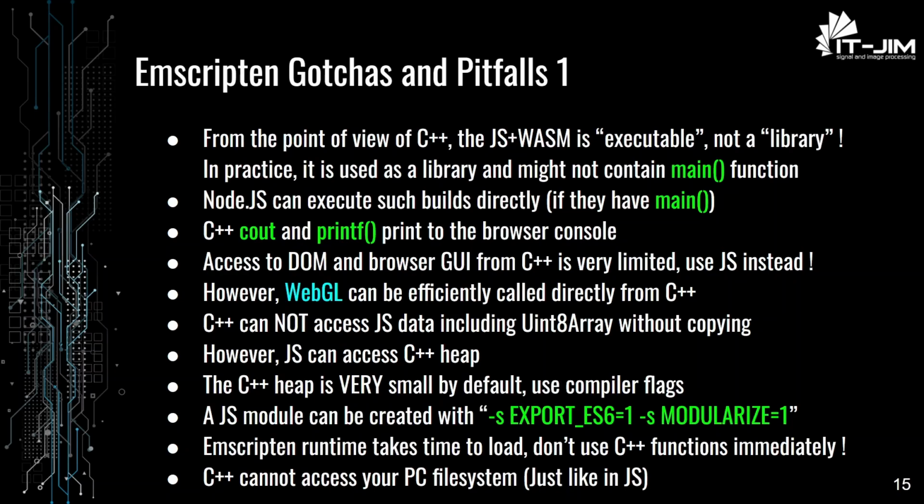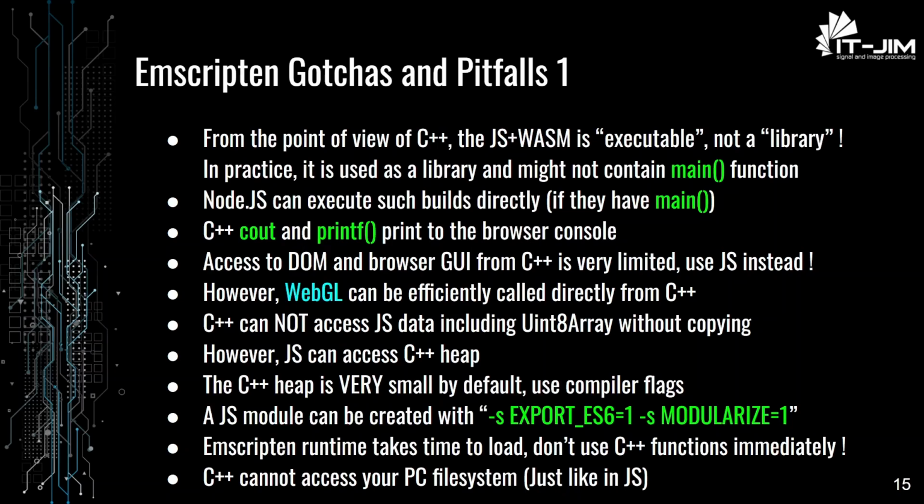Node.js can execute such builds directly if they have a main function. C++ cout and printf work in the browser and print to the browser console. Of course, if you have the console. On mobile browsers, you don't. Access to browser variables like the DOM and browser GUI from C++ is very limited. Typically, you should access your web page from JS and use C++ only for some algorithm. The exception is WebGL, which can be efficiently called directly from C++.